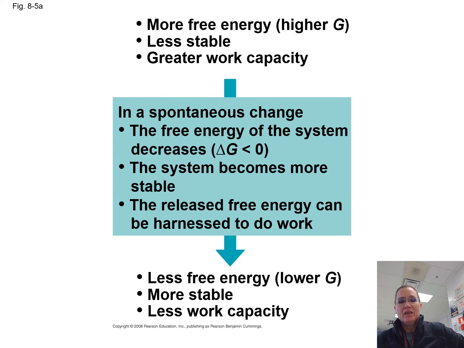If we look at this little graphic a little bit closer, it says more free energy, less stable, greater work capacity. If you take a second and think about it, those should make sense together. If there's more stuff out there, there's more energy, it's less stable, and there's more stuff to do the work. The next one says, in spontaneous change, the free energy of the system decreases. We go from orderly to disorderly, so the energy decreases. We approach an equilibrium, and we are approaching stability. And released free energy can be harnessed to do work.